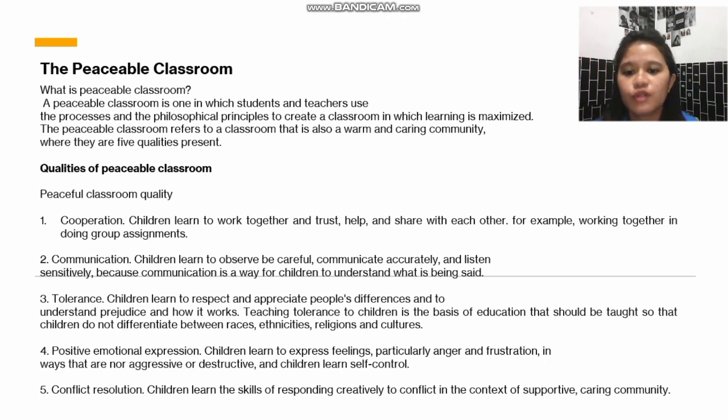Children learn to work together and trust, help and serve each other. For example, working together in doing group exercises. Two, communication. Children learn to observe, be careful, communicate accurately, and listen sensitively. Because communication is a way for children to understand what is being said.